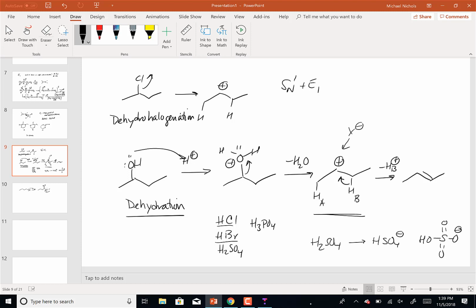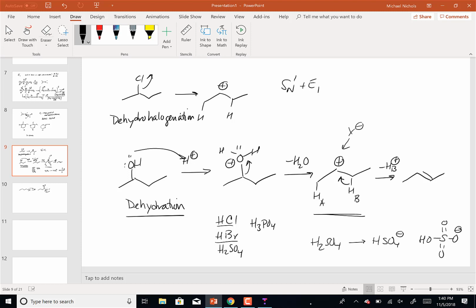Stable because it has resonance. It's stable, which makes it, in terms of basicity, weak. So sulfuric acid's conjugate base is weak because it's stable. Why is it stable? Because it has a number of resonance structures. And the same thing would be true for H3PO4.